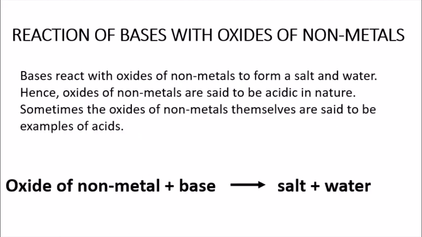Next is the reaction of bases with oxides of non-metals. When bases react with oxides of non-metals, we get salt and water. So here you can see that when oxides of non-metal react with base, we get what? Salt and water. For example, when CO2 reacts with NaOH, we get Na2CO3 and we also get water. So these things are formed when bases react with oxides of non-metals.